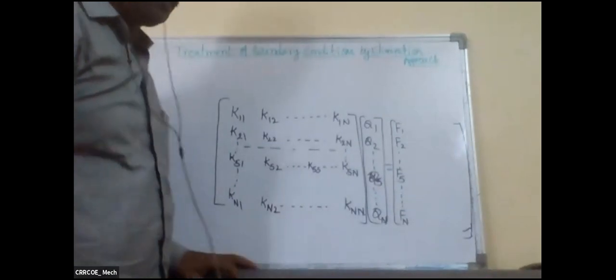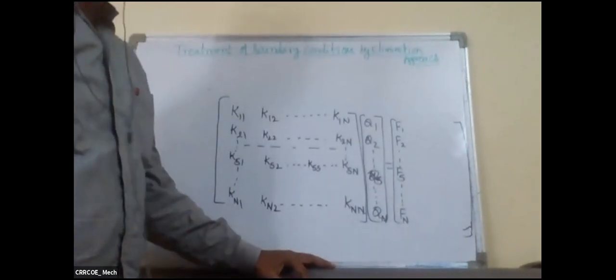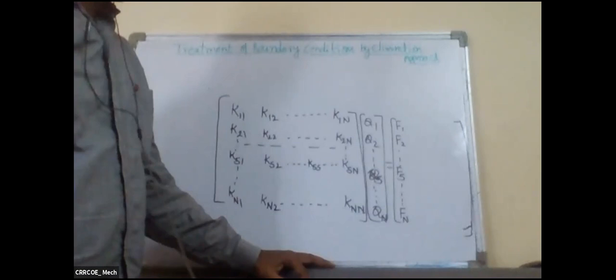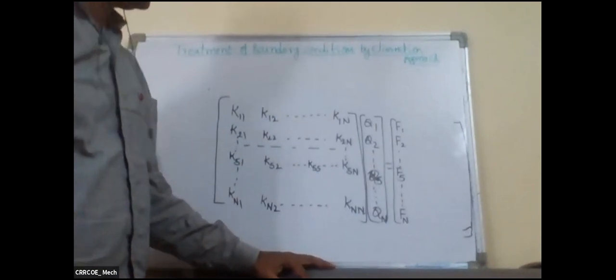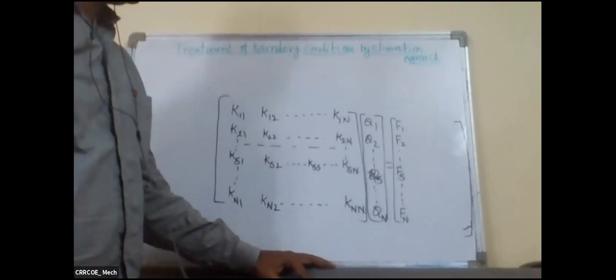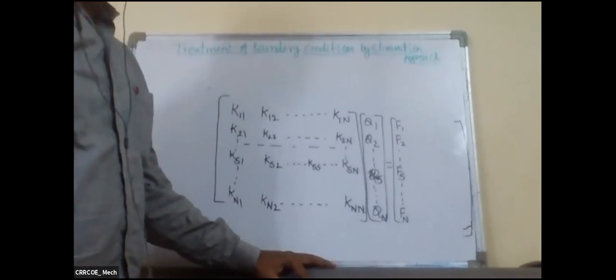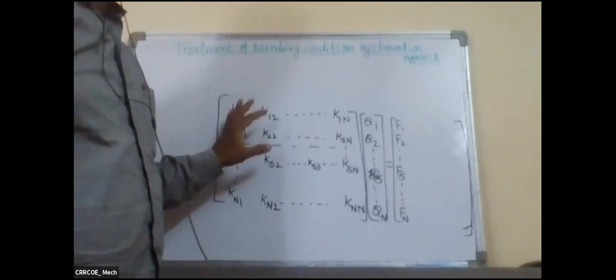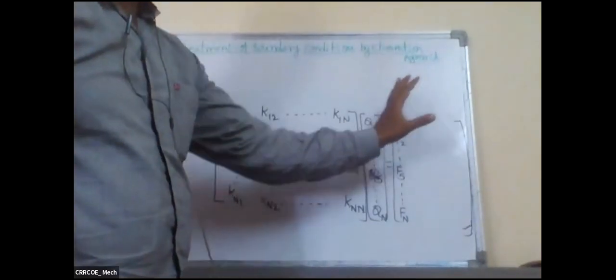Okay. So in the elimination approach, the rows and columns which correspond to the specified displacement boundary conditions are eliminated from the stiffness matrix, the nodal displacement vector, and the global load vector.